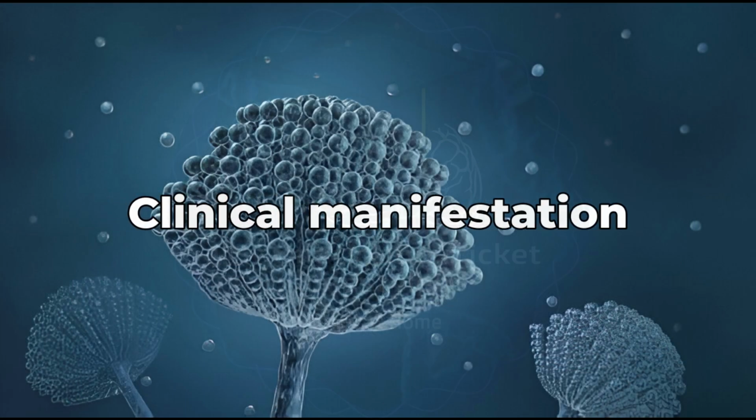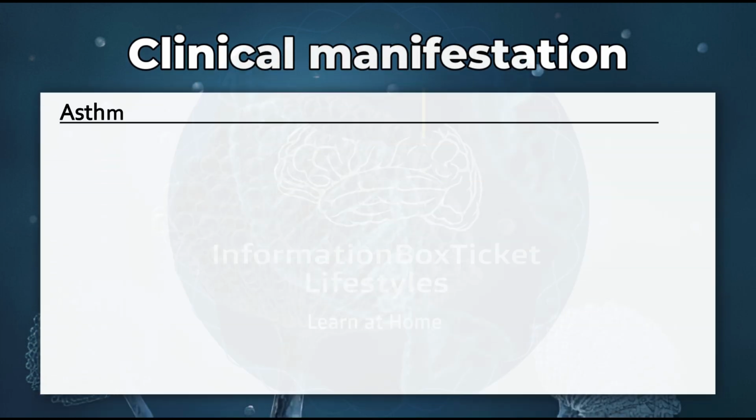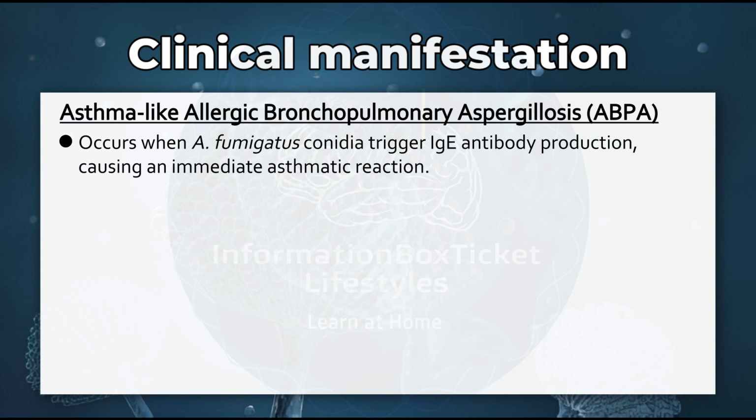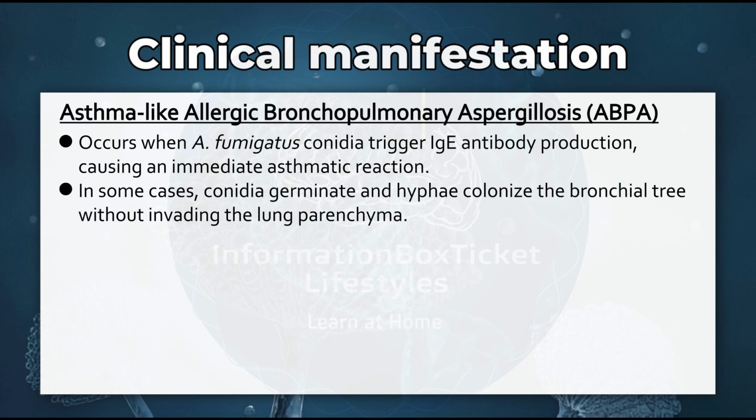Clinical manifestation of Aspergillus fumigatus infection. Asthma-like allergic bronchopulmonary aspergillosis occurs when A. fumigatus conidia trigger IgE antibody production, causing an immediate asthmatic reaction. In some cases, conidia germinate and hyphae colonize the bronchial tree without invading the lung parenchyma.